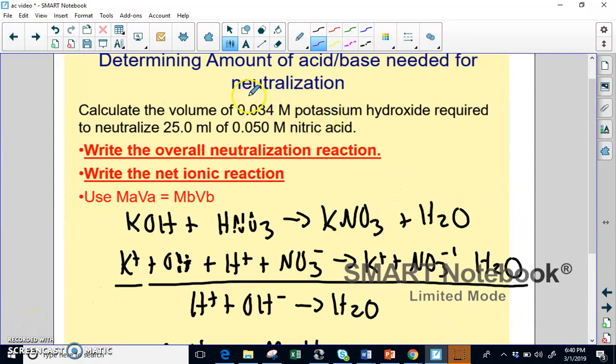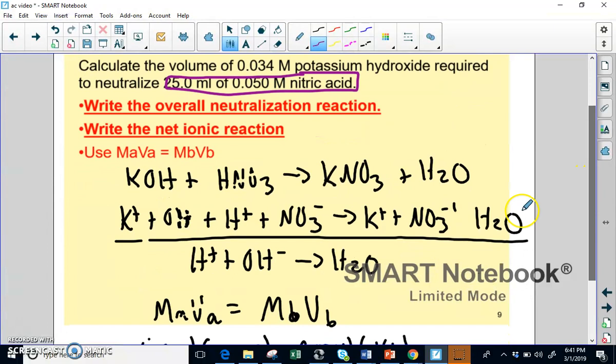So here are problems that we actually have done before, where we're going to determine the amount of acid or base, or the volume of acid or base needed for neutralization. We've done these, and so here we're calculating the volume needed to neutralize this amount of nitric acid, and both of these are strong acids and strong bases. So the steps are to write the overall neutralization reaction, and then write the net ionic. You don't really need to do that, but the AP exam is obsessed with net ionic, so I'm going to bring it back. And then we're going to use this formula, which we've seen before, to calculate the amount of, in this case, potassium hydroxide we need to neutralize this amount of nitric acid.